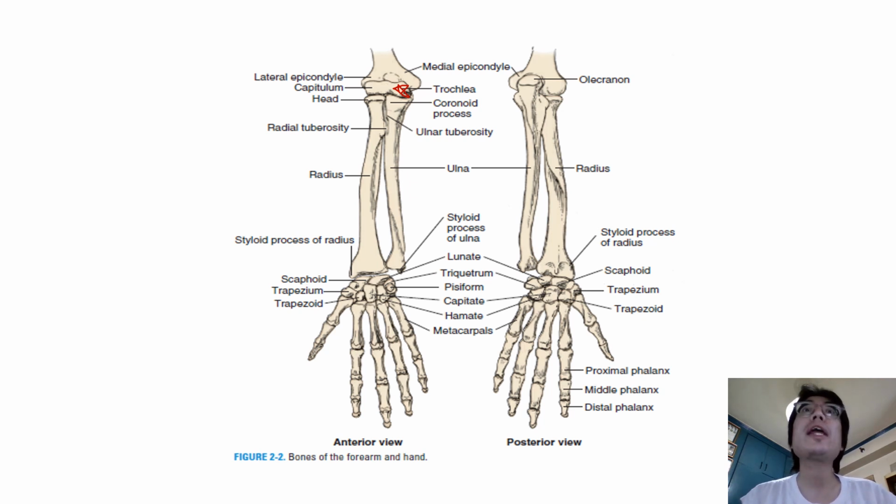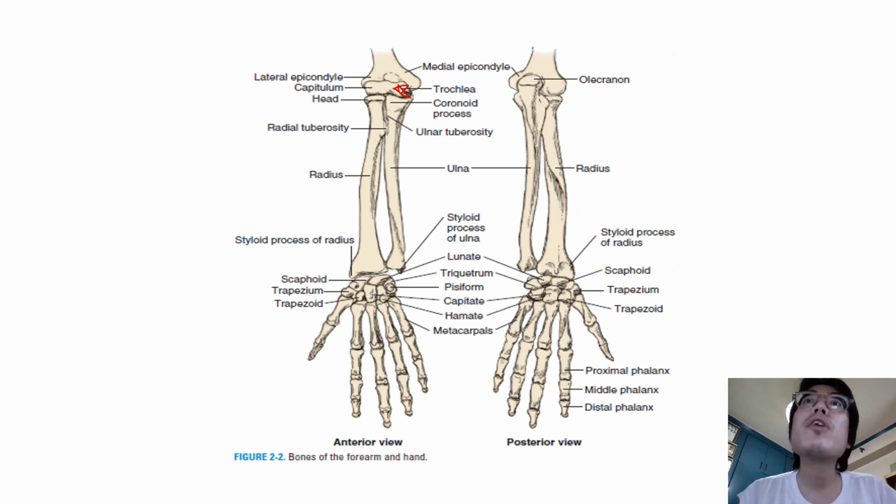Adjacent to the trochlea is the capitulum, again also a part of the distal end of the humerus. The capitulum is the lateral articular surface which articulates with the head of the radius. Therefore, trochlea articulates with the ulna and capitulum articulates with the radius.